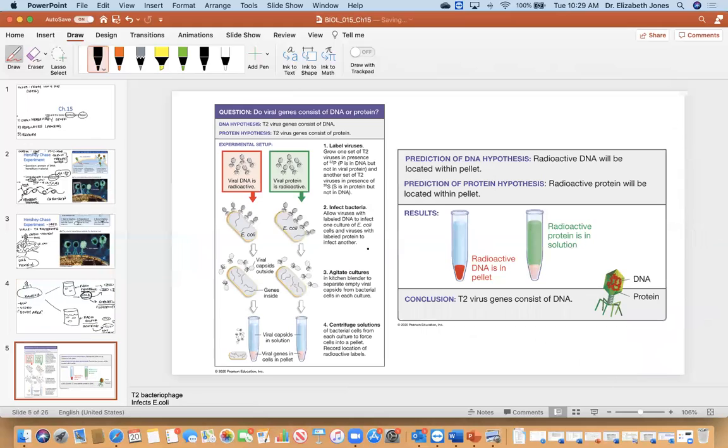So let's just recap this experiment here. This is the figure from your text. Viral DNA is radioactive, viral protein is radioactive, depending on which treatment you're talking about. And then they looked to see where the radioactivity ended up. And what they found was that the DNA was radioactive, and it's what was inside cells. And make sure that you can walk yourself through this process, okay?